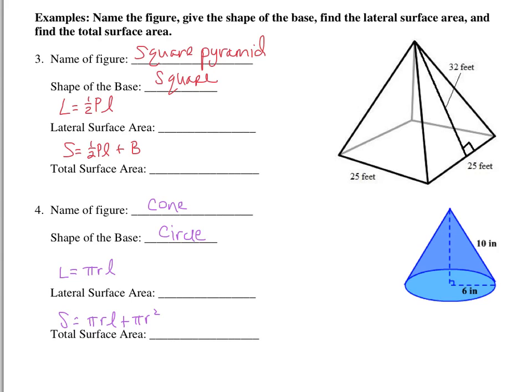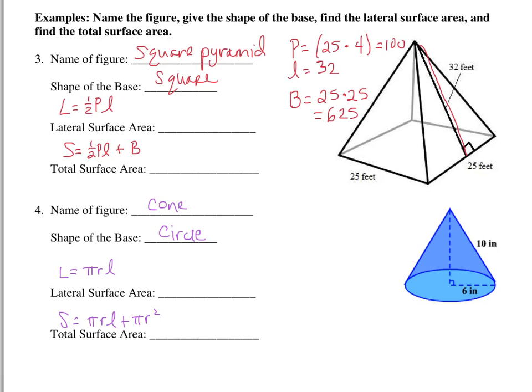So when we plug in our numbers for the pyramid, we have a capital P, which is the perimeter of our base. So remember, we have 25 is each of the sides, and there's 4 sides to it. So our perimeter is 100. The slant height is the height of that side, so not the edge, but in the center of that triangle, so 32. And we still have a capital B we have to find, so the area of the base, so 25 times 25, and we get 625.